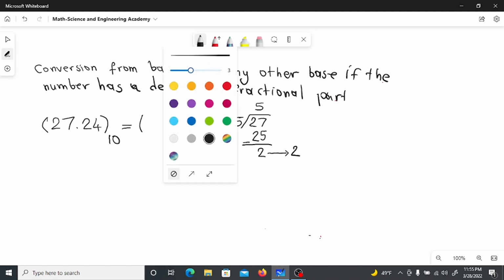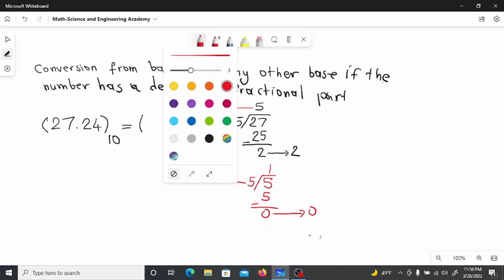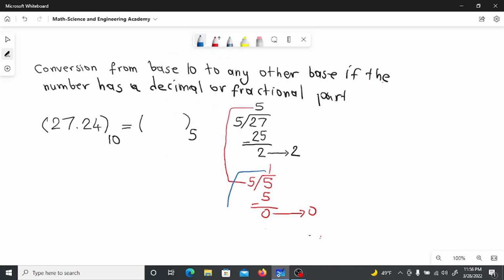So we can use a different color. Your new number will be 5. 5 divided by 5, 1 times 5 is 5. Remainder is 0. You can write 0 here. So your new number is 1. As you see here, 1 cannot be divided by 5, so we write it as itself. If you write from bottom to top, we get the answer for the whole part: 102.